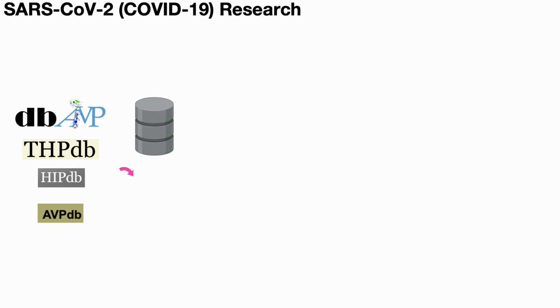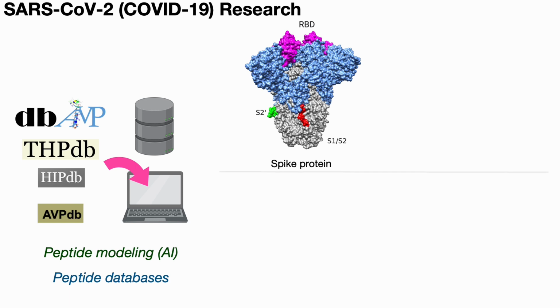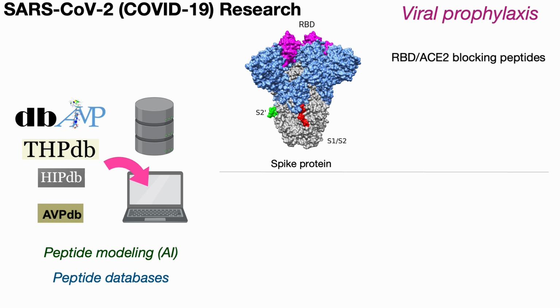So in our COVID-19 research, we basically use peptide databases to do peptide modeling using AI. We use a peptide database of peptides with antimicrobial activity and peptides with no activity against bacteria and viruses. We use these peptides against the RBD region of the spike protein of the SARS-CoV-2 virus. The main aim of this work is viral prophylaxis, so we focus basically on the RBD region for blocking the RBD-ACE2 interaction.